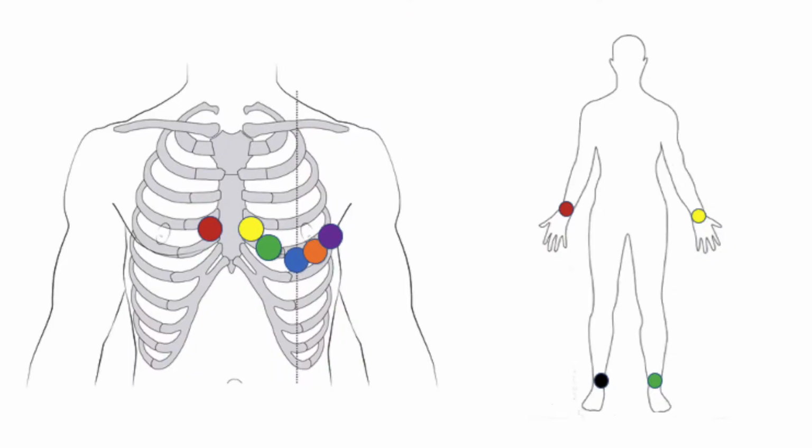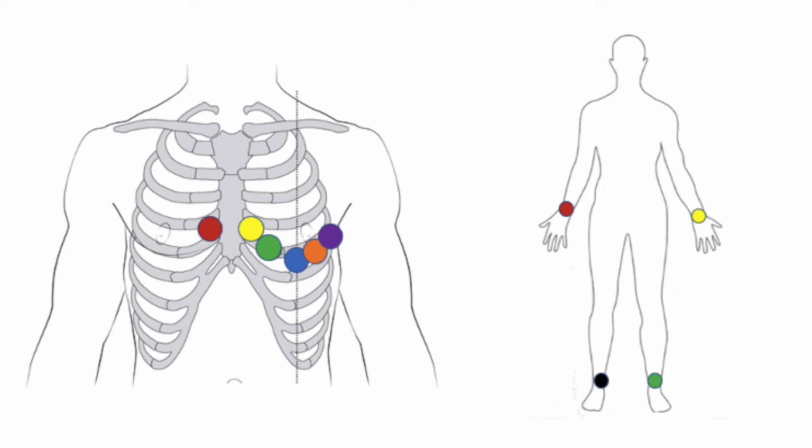Next up is the placement of the leads. There are 6 chest leads and 4 limb leads. V1, the first chest lead, is placed in the 4th intercostal space on the right margin of the sternum. V2 in the 4th intercostal space along the left margin of the sternum. V4 in the 5th intercostal space left mid-clavicular line, and V3 is placed midway between V2 and V4.